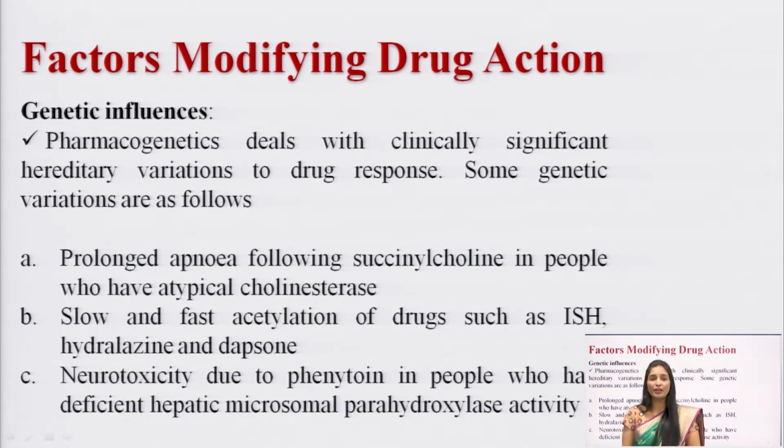And the next one is phenytoin. Phenytoin usually causes nephrotoxicity if the person has a deficiency of peroxidase activity. So, in a person with hepatic microsomal peroxidase activity deficiency, phenytoin is a drug that is definitely going to cause nephrotoxicity. So, this is also one of the genetic influences on the drug. These are all the factors which are going to modify the drug action.